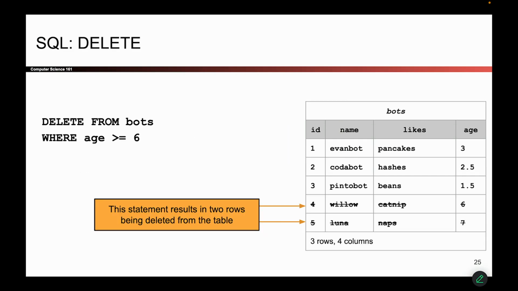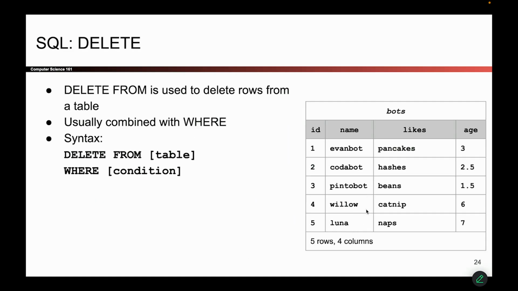Great. Trivia. Does anyone know who these two are? Willow and Luna? You're probably too young for this. These were the cats from one of our previous instructors who inserted the names of their cats. That's why they like catnip and naps. OK, now you know.